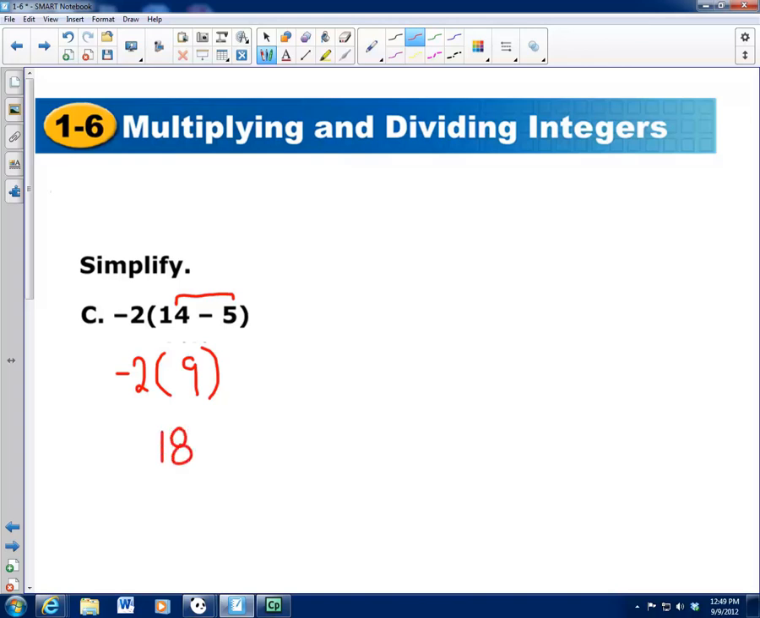I need to go back up here and look, are my signs the same or are they different? They're different, therefore my answer has to be -18. Piece of cake.